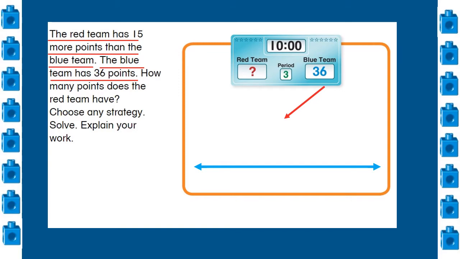Okay. Well, we know that the blue team has 36 points. We know it for two reasons. We underlined it in the passage here in the paragraph, and we have a picture. Okay. We also know that the red team has 15 more points. Well, 15 more is the same as saying plus 15.